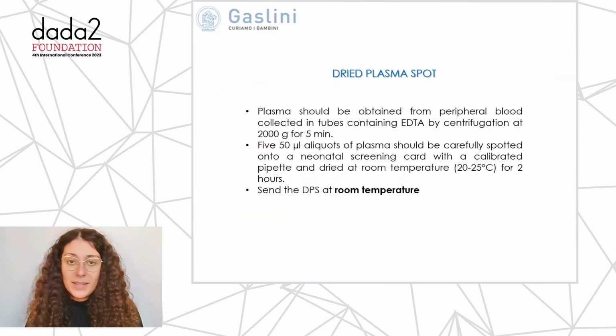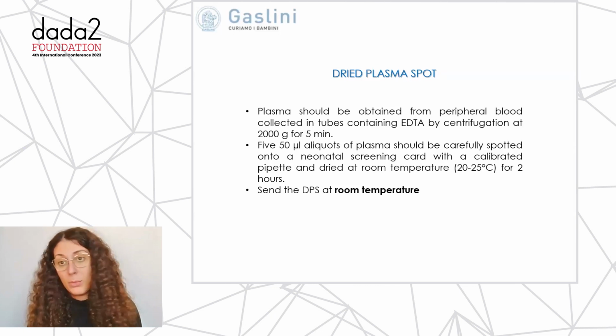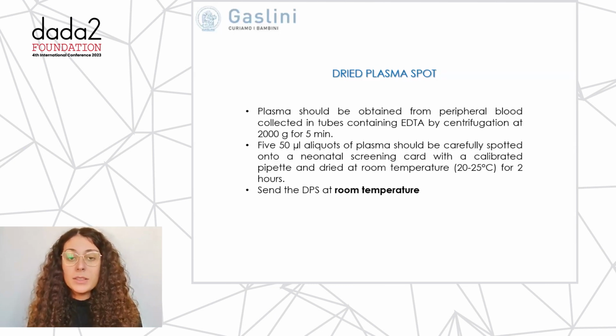Dried plasma spot, DPS, is a microsampling device which allows the shipment of the samples at room temperature, so we can easily receive samples from other centers by mail. The plasma should be obtained from peripheral blood collected in tubes containing EDTA by centrifugation. So plasma must be separated from whole blood and then spotted onto the filter card paper, which is the neonatal screening card, and dried at room temperature for 2 hours.